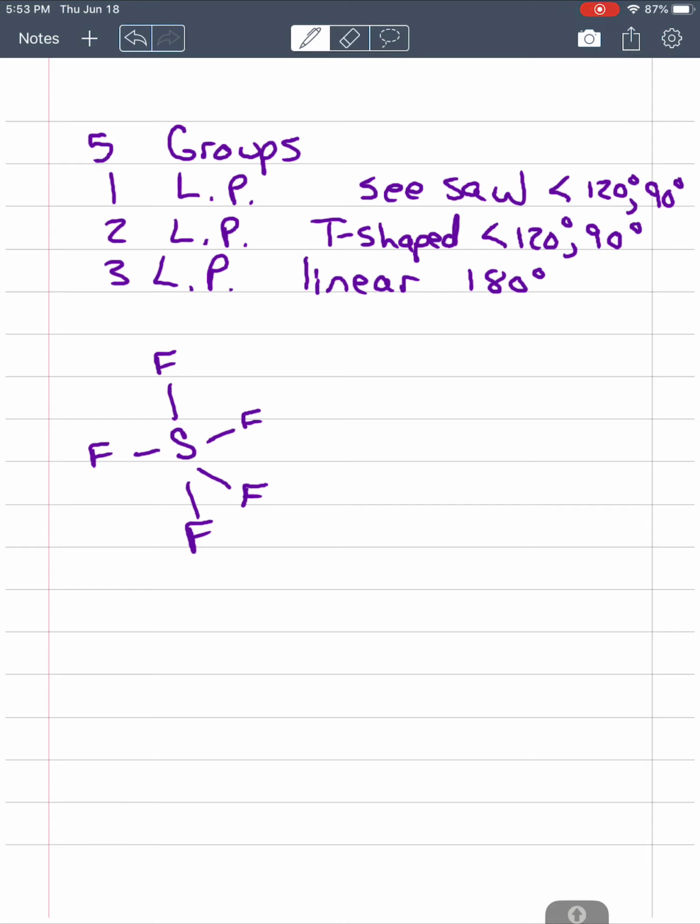All right, so let's say we had SF5. That's what it would look like. So if I'm going to draw SF4, I would have to change out one of these fluorines for a lone pair. It matters where I pick to do that, because right here, here, and here is a trigonal planar space.